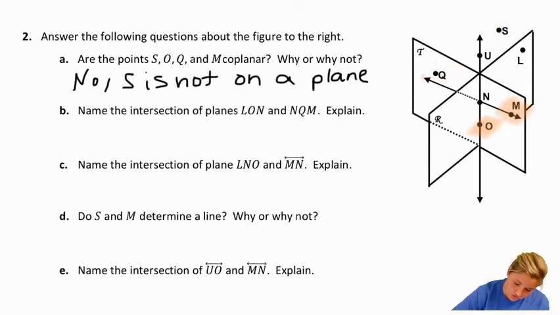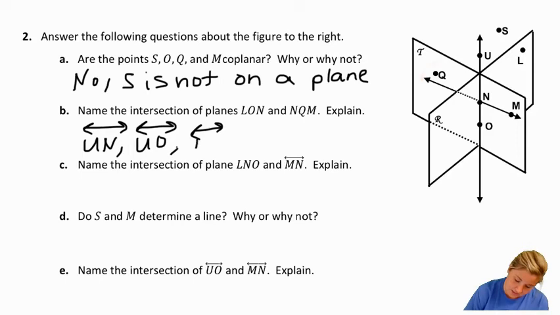All right. So name the intersection of planes LON and NQM. So basically that's plane R and plane T. So the intersection there is going to be that line, and that line segment looks to be, you could say UN, UO, or you could say NO. So it also says UNO. So the intersection is there because where two planes intersect, it has to be a line.